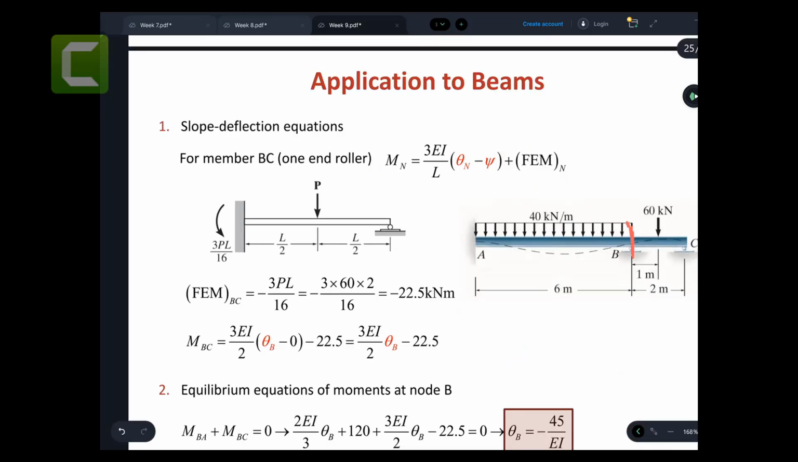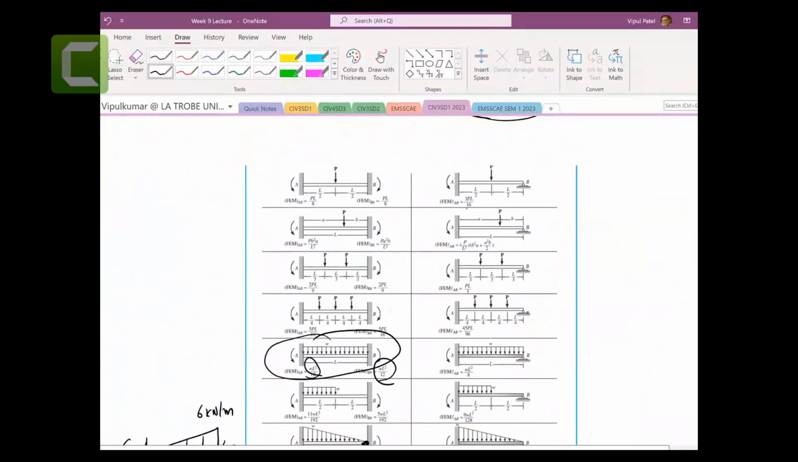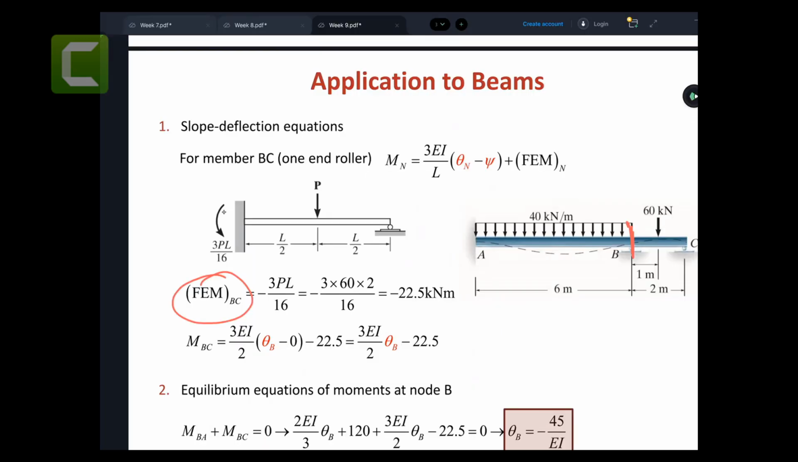Now this portion is fixed, but you can't fix this C. Therefore, you remember that we have a second slope deflection equation that we can use. We first calculate the fixed end moment for BC. You can go back here and find the fixed end moment for BC. I think this 3PL on 16 looks perfect. The other side is roller, this side is fixed, and we have 3PL on 16. We put these ones negative because it's anti-clockwise. Clockwise is positive. Therefore we put minus 22.5 kilonewton meters fixed end moment.